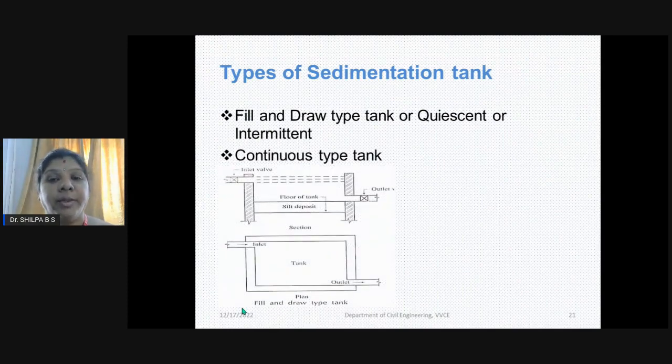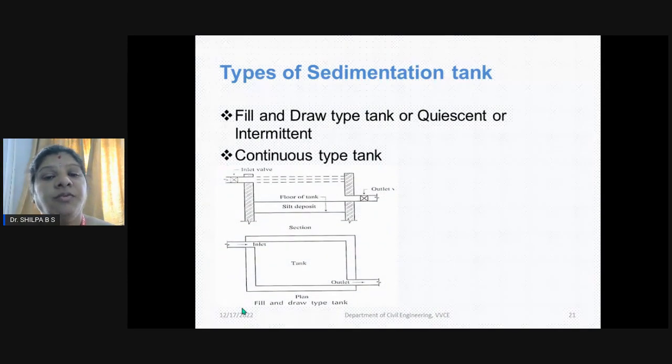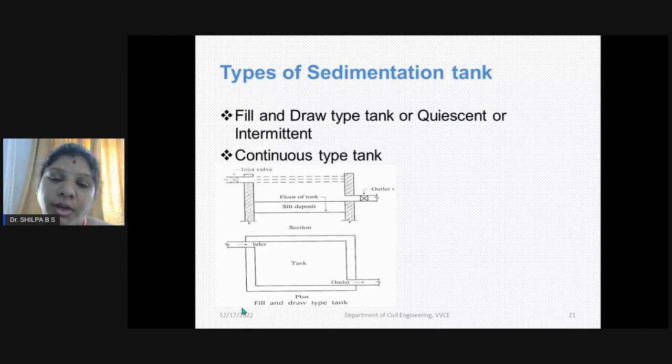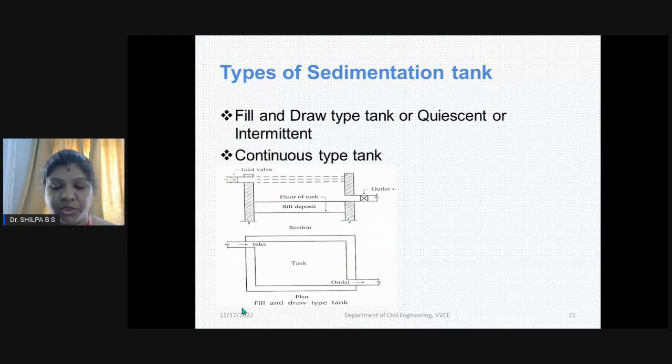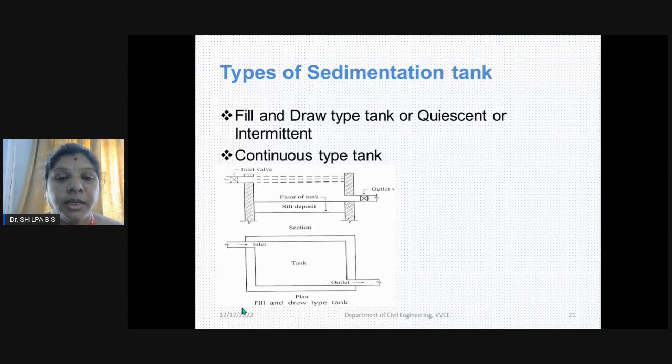So coming to the types of sedimentation tank, fill and draw type is one type of sedimentation tank, which is also called as quiescent or the intermediate type of sedimentation. And the second type is the continuous type of sedimentation tank.